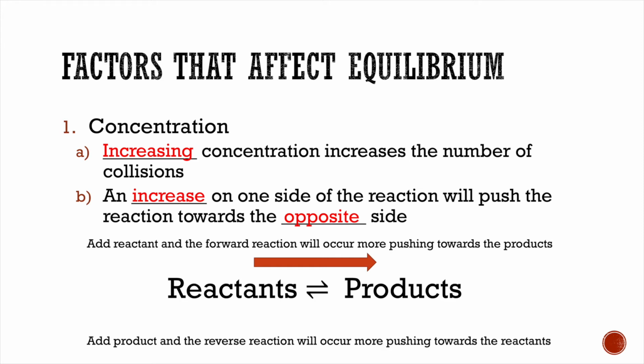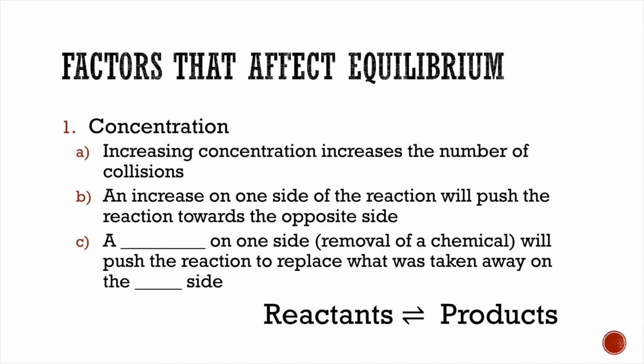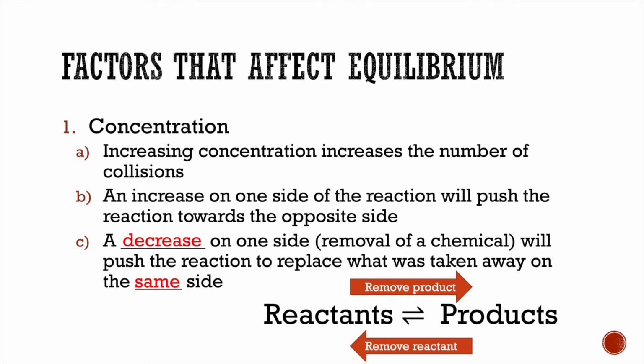Now, if I added product, the reverse reaction is going to occur more, which means I'm going to push my reaction towards the left, the opposite side again. Now, a decrease on one side, so removal of a chemical, will push the reaction to replace what was taken away on the same side. So removing product means I'm going to shift right to make more product. Removing reactant means I'm going to shift left to produce more reactant.